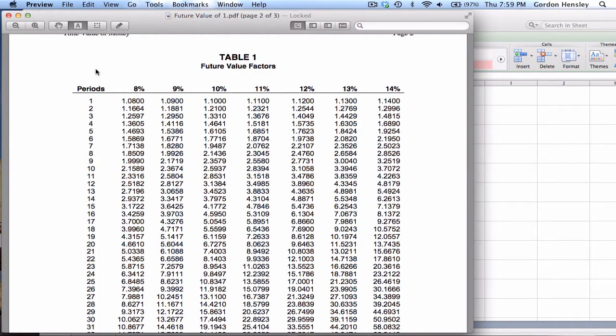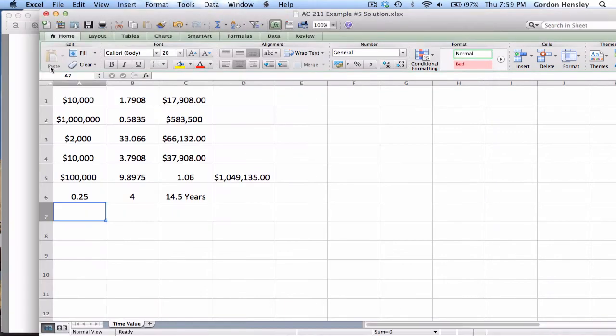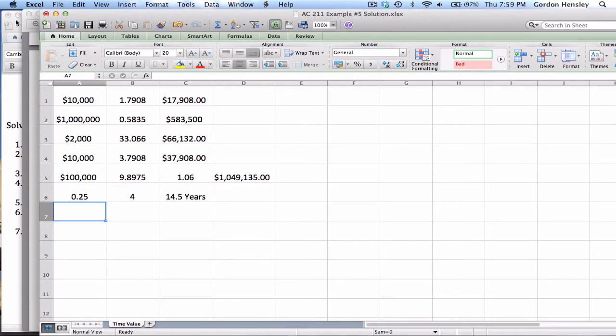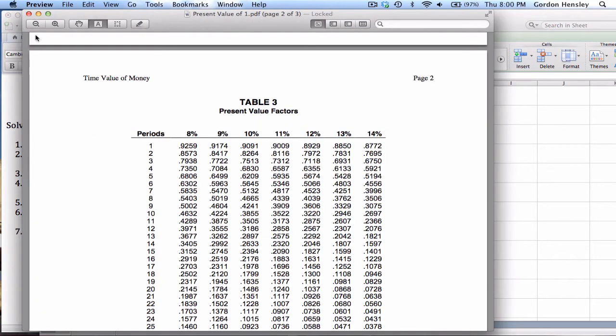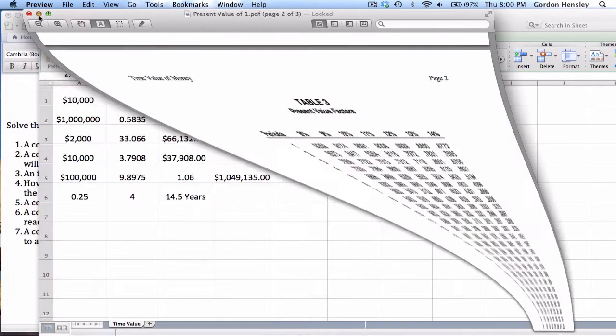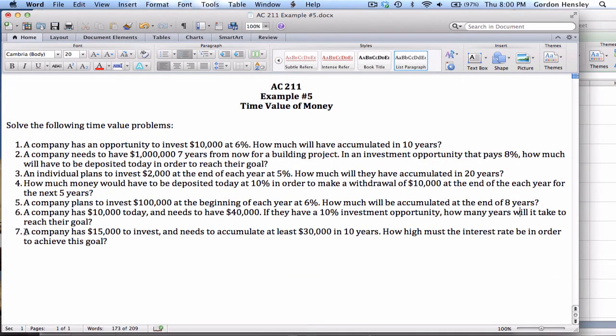And then number 7, we're going to work on that one. Let me minimize my tables here. So situation 7. We've got a company that has $15,000 to invest. They need to have accumulated at least $30,000, and they need this in 10 years. So how high must the interest rate be in order to achieve the goal?